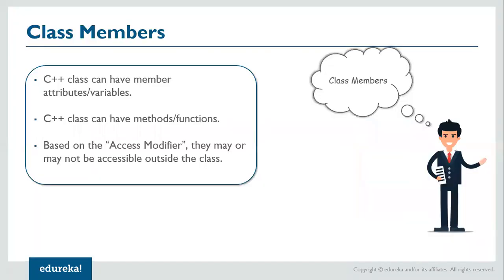Now let's begin our discussion with what is a class member. So a C++ class can have member attributes or variables. Also a C++ class can have methods or functions. Now based on the access modifiers, they may or may not be accessible outside the class. We'll talk about this in detail in the upcoming slides.